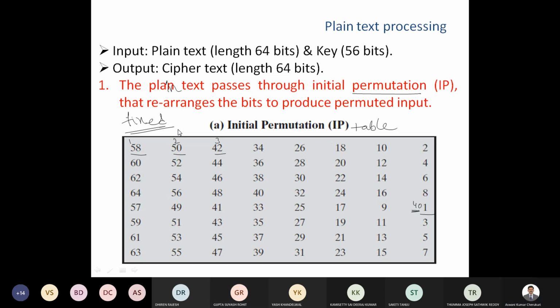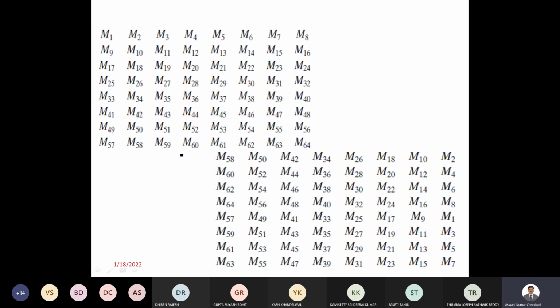Yes, sir. This is a typical permutation operation that is done on the text. When you do this operation, when you take your bits, how are they actually permuted? Imagine this is your original plain text bits.